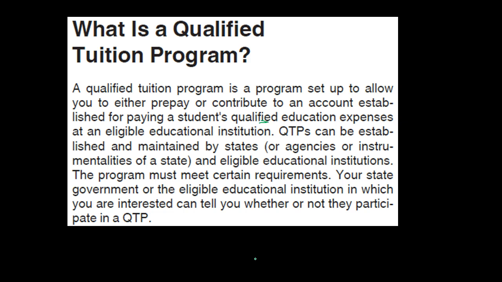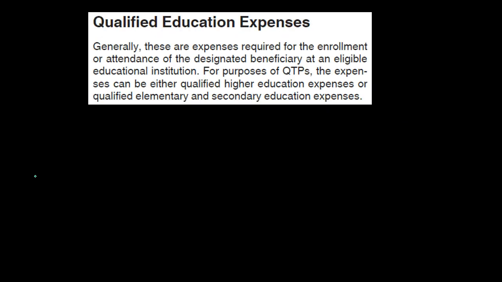You might say, well, why don't I just put that into some type of savings account or investment account that will then grow for that particular student? Well, of course, we're looking for some tax benefits within that as well. Back to the text. At an eligible educational institution, another key term here, QTPs can be established and maintained by states or agencies or instrumentalities of a state and eligible educational institutions. The program must meet certain requirements. Your state government or the eligible educational institution in which you are interested can tell you whether or not they participate in the QTP.